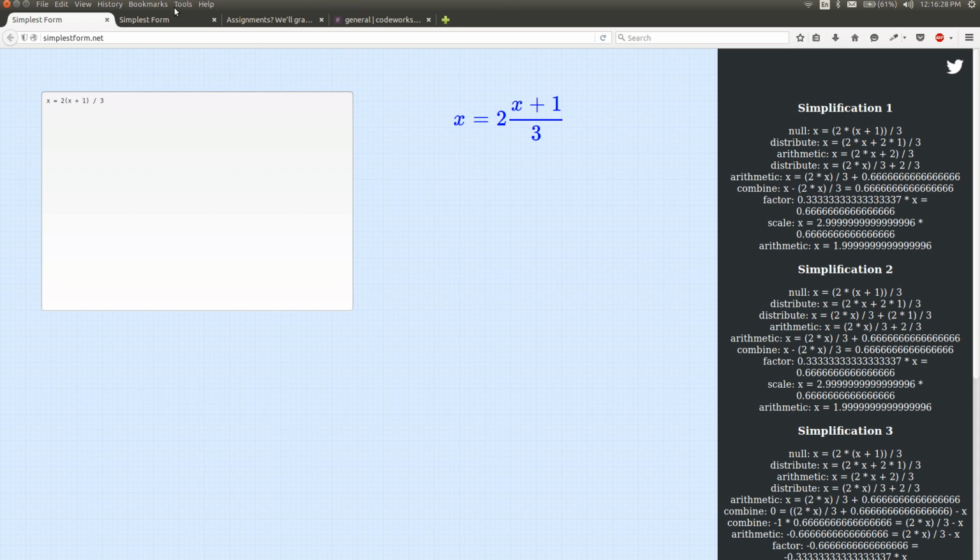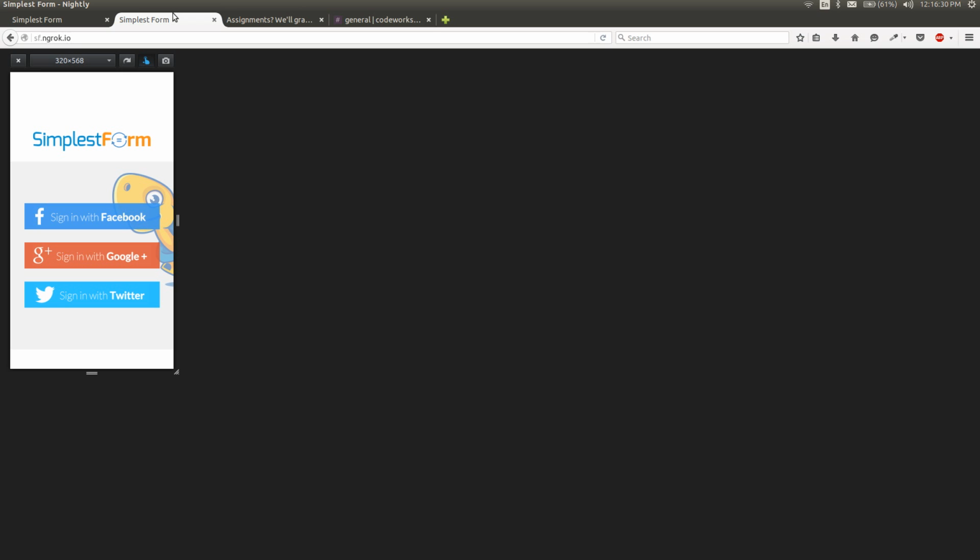we were thinking about automating tutoring for algebra students. So we built this mobile app called Simplest Form, and I have a little demo of it here.